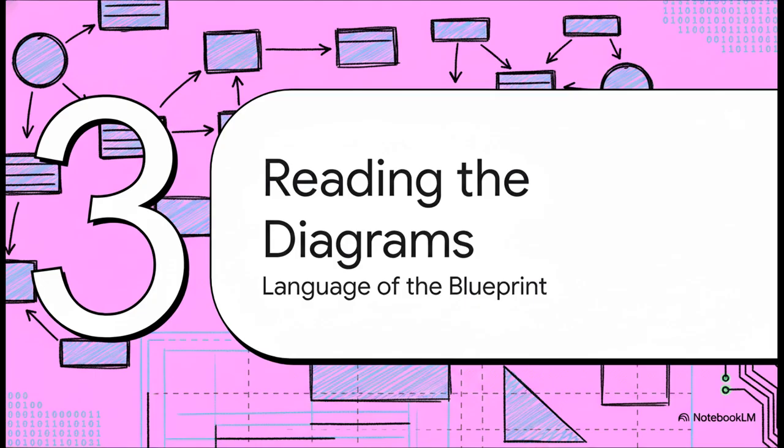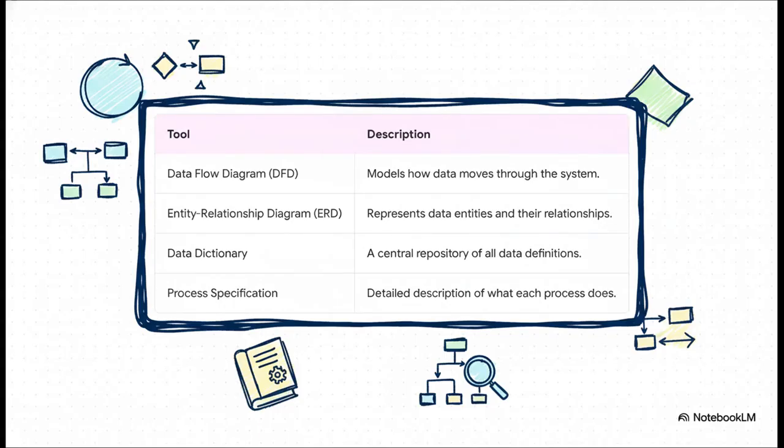Okay, so if we've got this blueprint, what does it actually look like? How do you even read the thing? Well, just like an architect has symbols for doors, windows, and walls, a systems analyst has their own set of diagrams to map everything out. Here are the main tools in the toolbox. You've got diagrams that show data moving around, other diagrams to show how different pieces of data are connected, a central dictionary that defines every single term so there's no confusion, and detailed descriptions of what every little part of the system actually does. It's all about leaving nothing to chance.